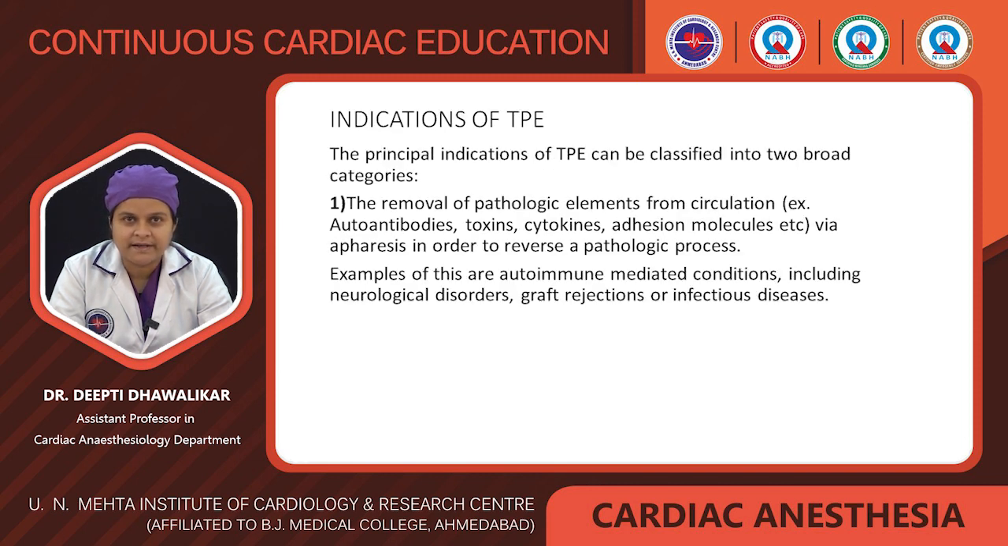Now coming to the indications of TPE. The American Society of Apheresis has given an extensive list of indications, but for our purpose of understanding, we can divide the indications broadly into two categories. First is removal of pathologic elements from circulation, for example autoantibodies, toxins, cytokines, adhesion molecules, etc., via apheresis in order to reverse a pathologic process. Examples of this category include autoimmune mediated conditions including neurological disorders, graft rejections or infectious diseases.